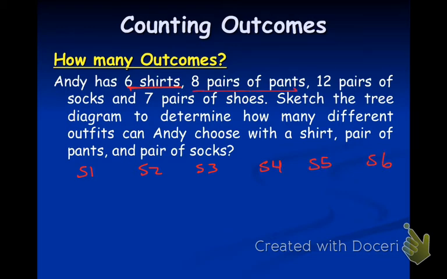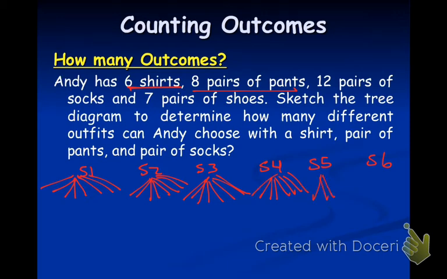Now we have 8 pairs of pants. So each of these options for the shirt would need to have 8 branches on it. And you can see at this point, 2, 3, 4, 5, 6, 7, 8, we have a lot of options. So this tree diagram is going to become very, very massive once I put all these branches just for the second level. It's going to become a very massive looking tree.